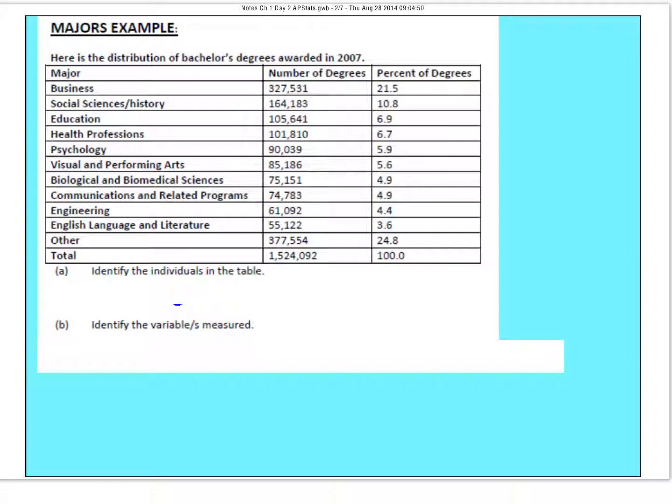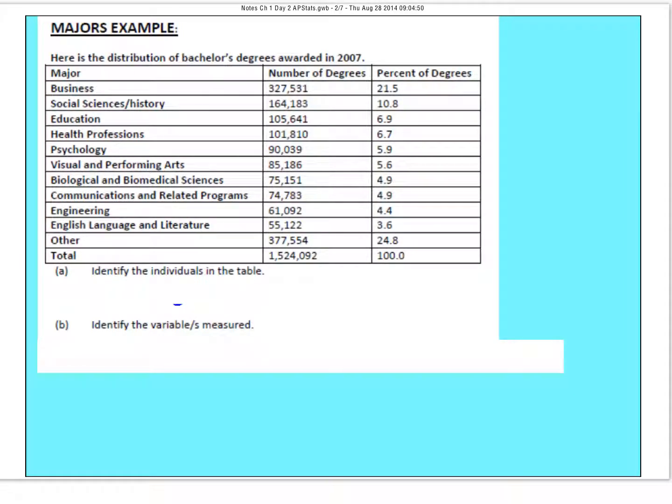Our first example deals with the majors that you could get at a certain college for a bachelor's degree back in 2007. So here we have a list of all of the majors, which would be a categorical variable. This first column is the number of degrees, so that's count. So this component here would be the frequency table. They then computed the percent, which is taking the counts over the total for each particular variable in here. Having the percentages here also makes this a relative frequency table.